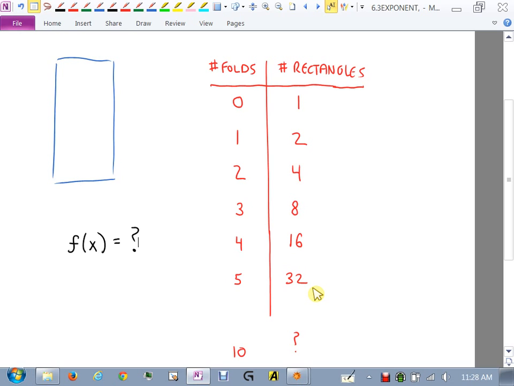So you're thinking x squared maybe? Maybe, I don't know. I mean, 2 squared is 4. I agree with that, but 1 squared is not 2. And 3 squared is not 8. So it can't be x squared, right?